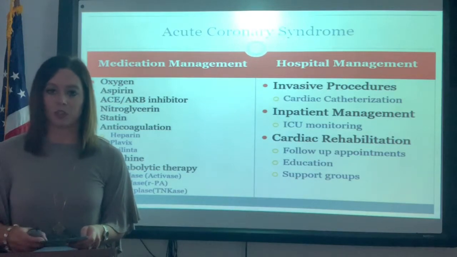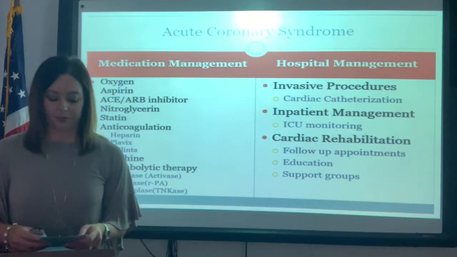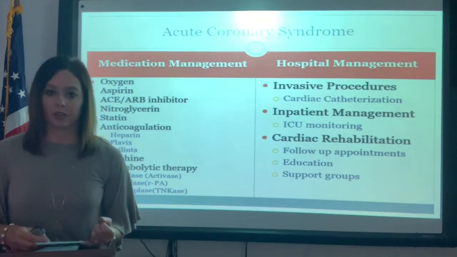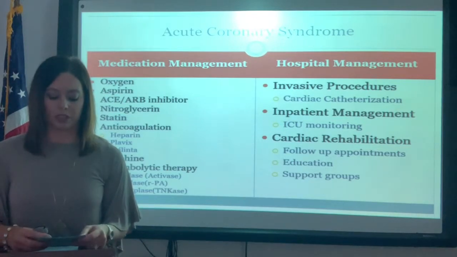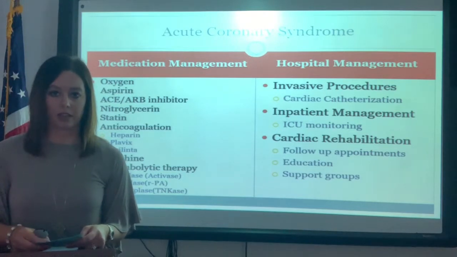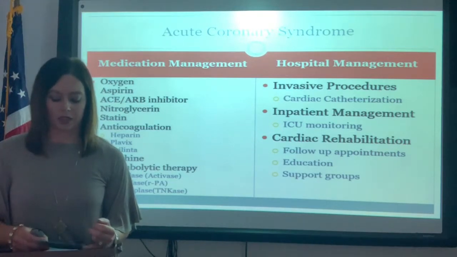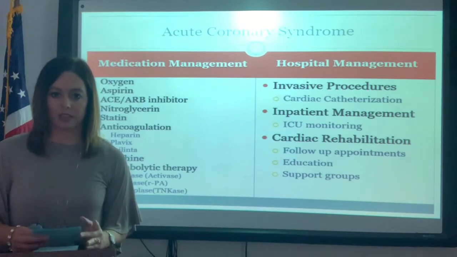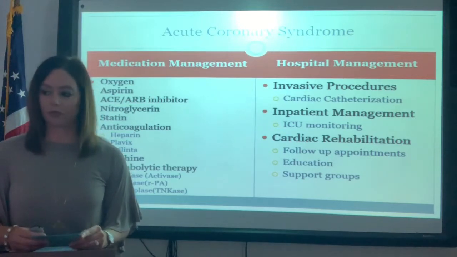Your hospital management includes cardiac catheterization, which opens the occluded artery and restores blood flow. After this, the patient is then admitted to a cardiac intensive care unit where they can have intensive cardiac monitoring. They get started on certain medications such as beta blockers, aspirin, and antiplatelets. They get education on diet and lifestyle modification, as well as smoking cessation.